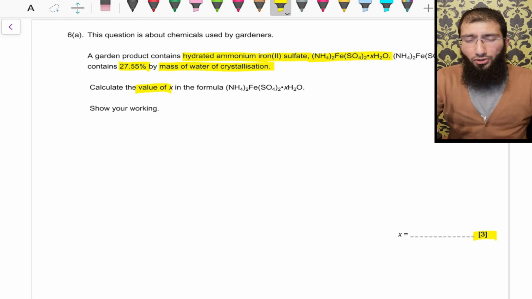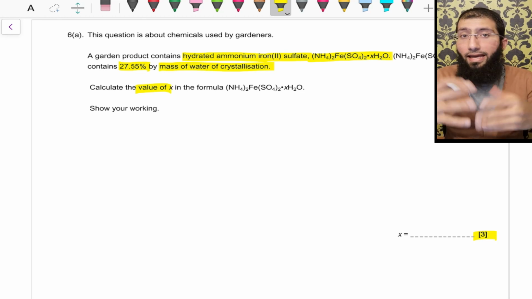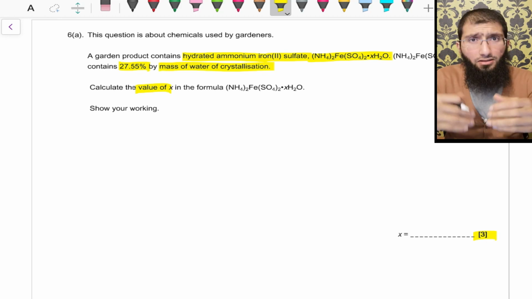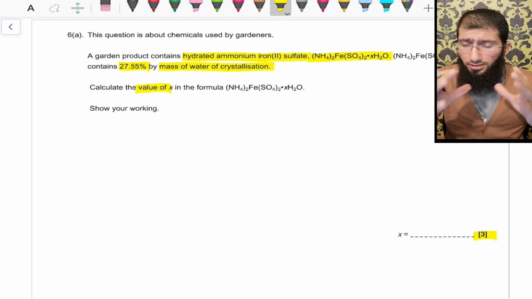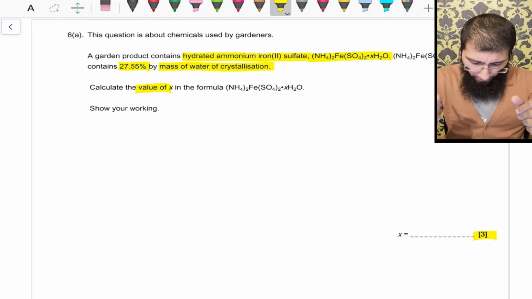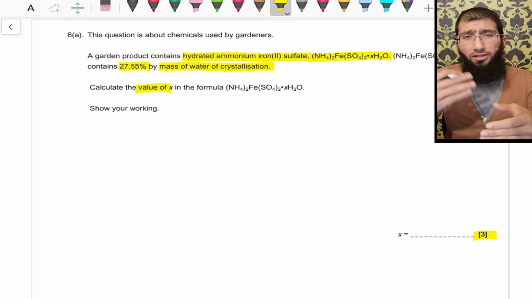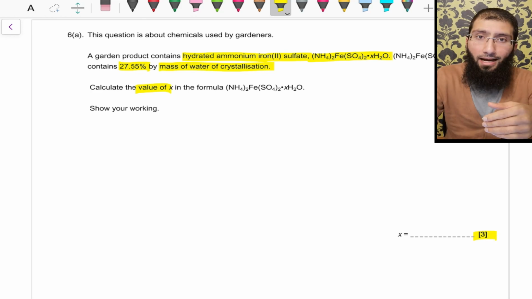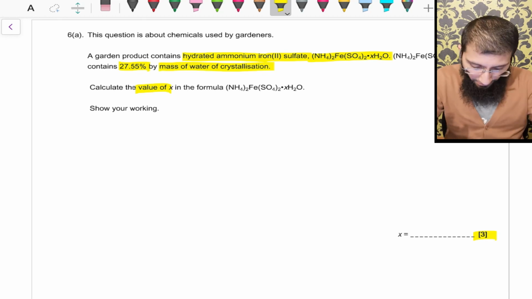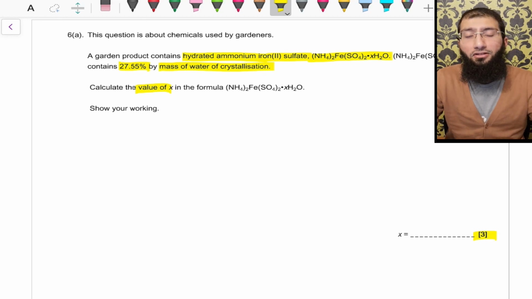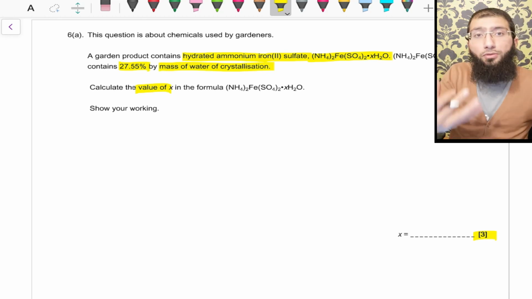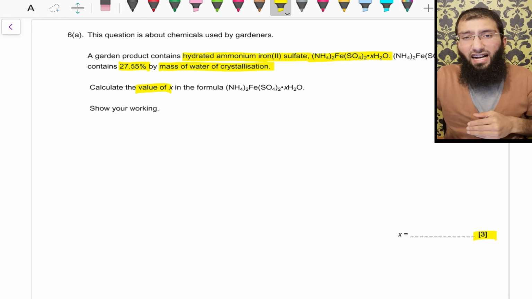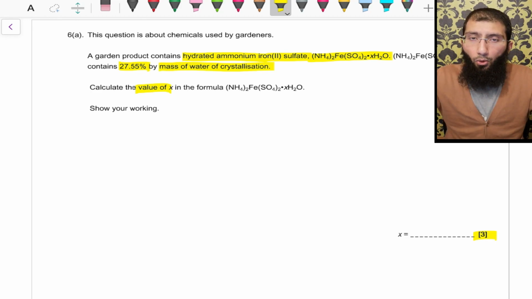So this is a slightly tricky question. It did appear in an A2 paper, in the unified paper in year 13. However, it's something that you should still be able to tackle even in year 10. We're going to use a principle very similar to what we did already when we worked out the empirical formula. Because we're given a percentage by mass, we're going to assume we've got 100 grams of our hydrated ammonium iron(II) sulfate. If we assume we've got 100 grams, then we're stating that 27.55 grams must be water.